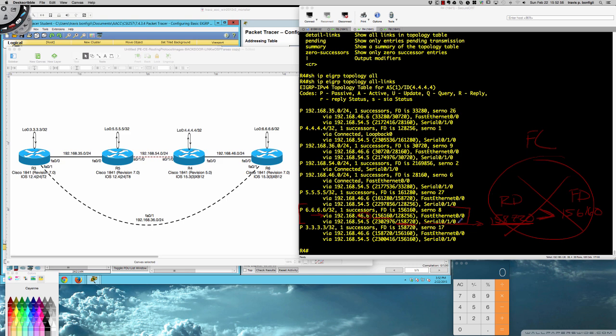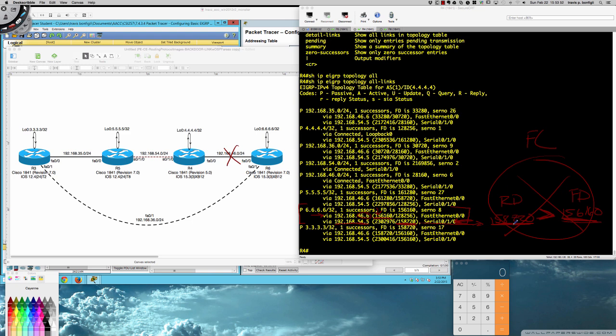And therefore, this second route here, which is a legitimate, valid route to get to 6.6.6.6, if that link went down, this route is not going to be put in the topology table, because EIGRP cannot guarantee that this second route via 192.168.54.5, that's via router 5, from router 4's perspective going to the left to router 5, does not come back through me, because the reported distance of that route is greater than the feasible distance of the current successor.